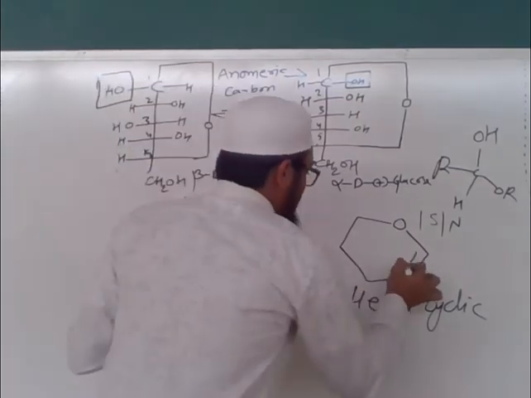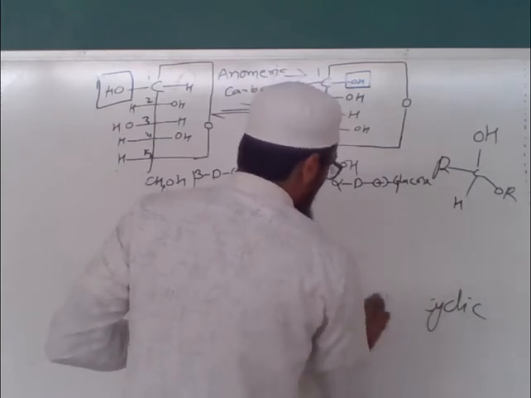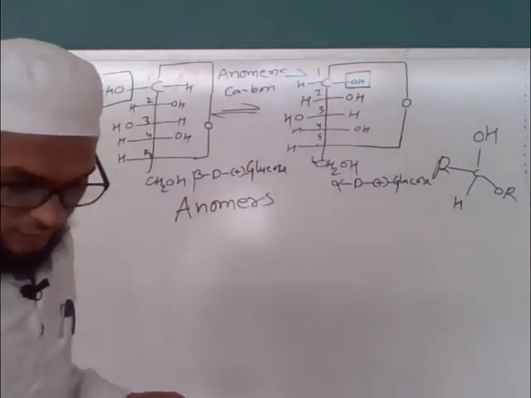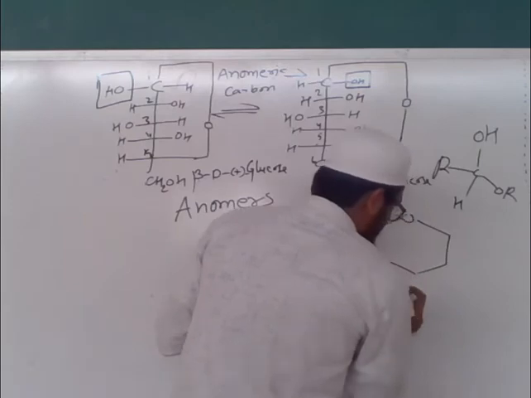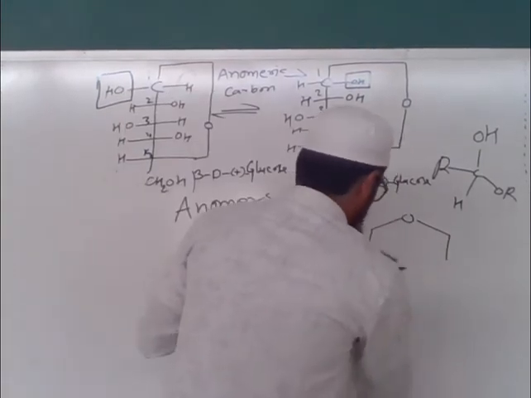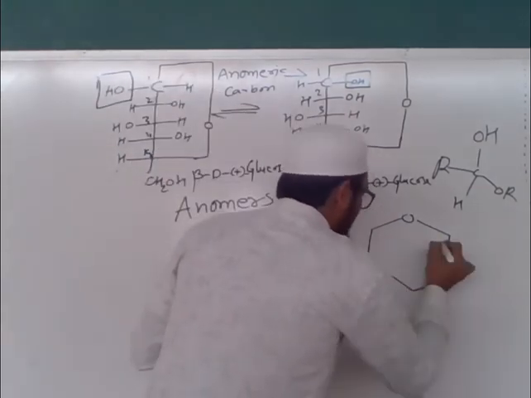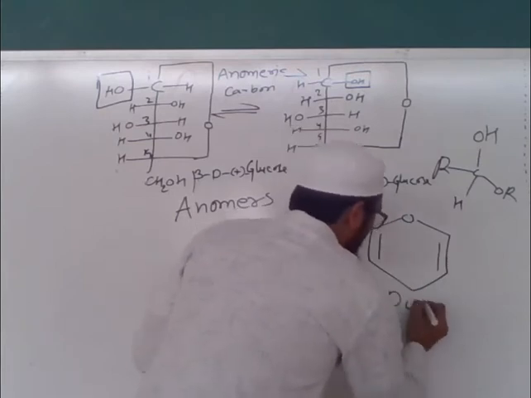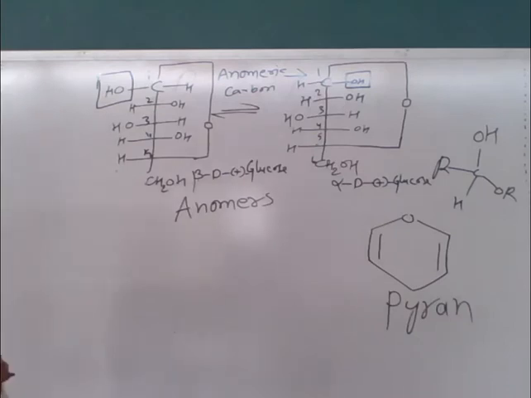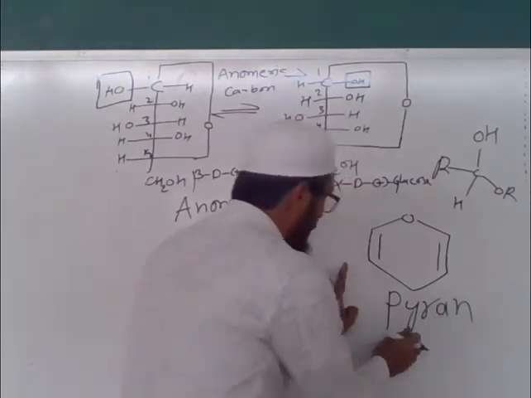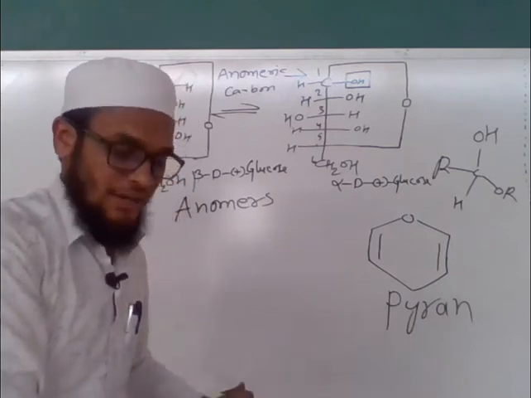So I have this structure. It is called pyranose. I will write it again. Structure of pyranose. It is called pyran. So analogous to this, our glucose molecule will make a ring like a pyran.